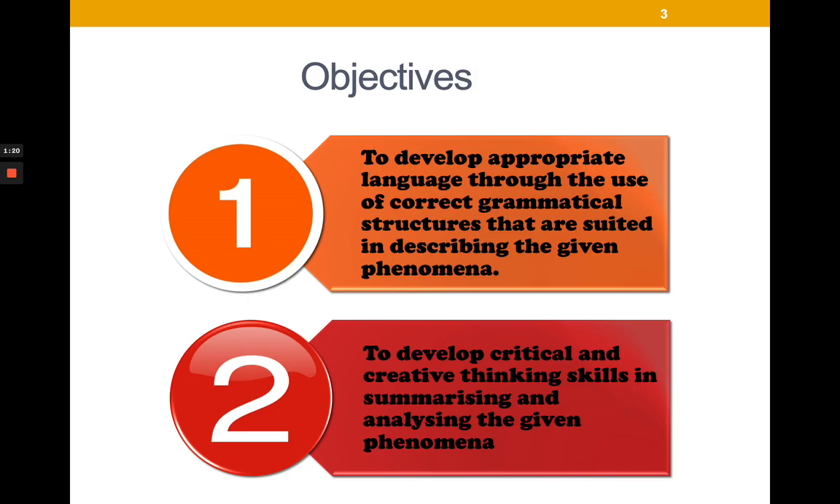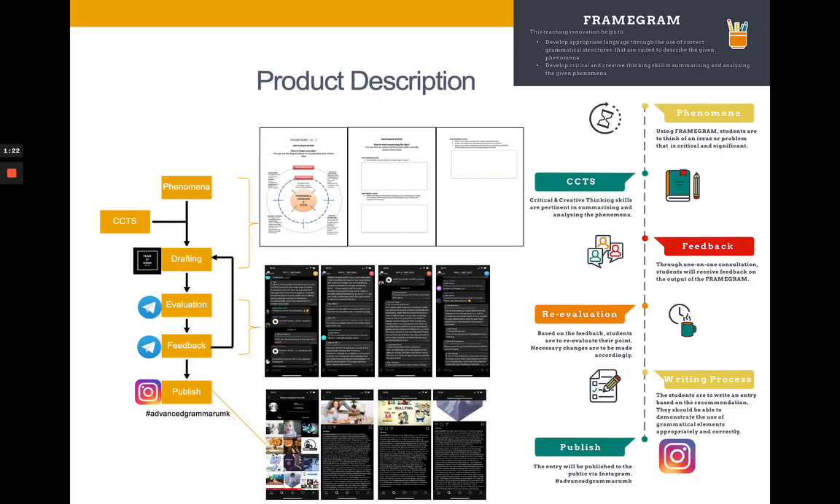So this is what every single student of UBI 10302 has to go through. And one of the assignments is the Instagram assignment, where we utilize the Framegram framework, and they have to think of a phenomenon, which is basically a problem or an issue. When the issue is very much of their interest, they should be able to give it deep thought, and critical and creative thinking will be put in there too. Then they need to come up with a draft of that particular issue.